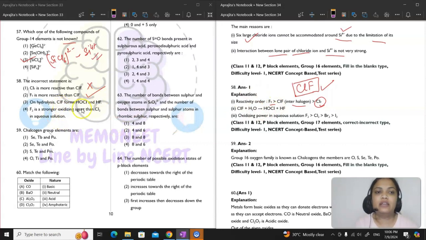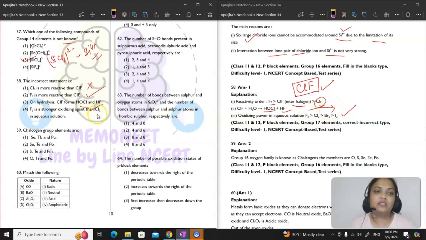On hydrolysis, ClF forms HOCl. So yes, if we add water to it, it will form HOCl plus HF. And fluorine is a stronger oxidizing agent than chlorine. This is also true because the oxidizing power goes on decreasing from fluorine to iodine. So all these statements are true. Answer is option number 1, which is the incorrect statement.